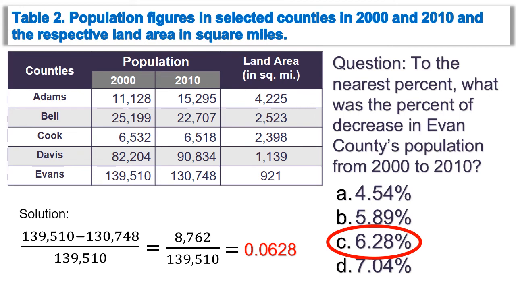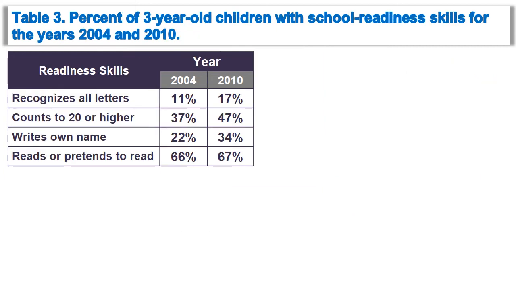Okay, very good. Now you are ready for a different data. We have here table 3. Percent of 3-year-old children with school readiness skills for the years 2004 and 2010. Okay, so these are our stub, readiness skills. Our categories or sub-stubs are: recognizes all letters, counts to 20 or higher, writes own name, or reads or pretends to read. So these are the years in comparison, 2004 and 2010. And this is in percent. And we all know when it comes to percent, that means per hundreds.